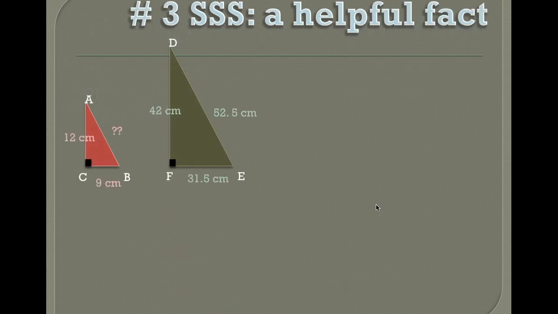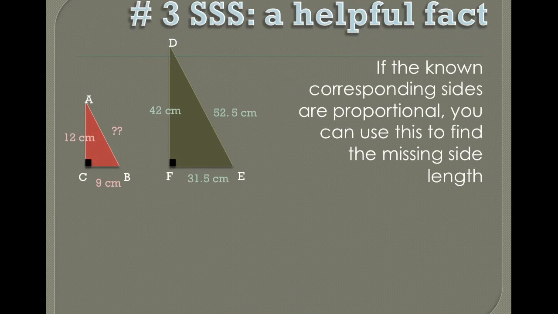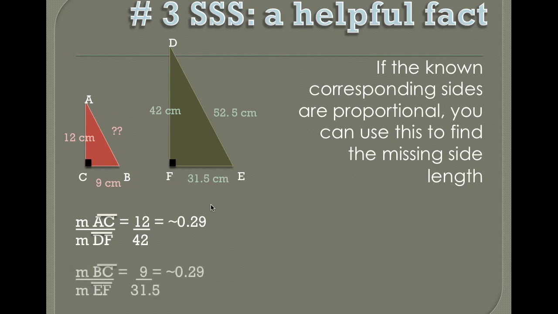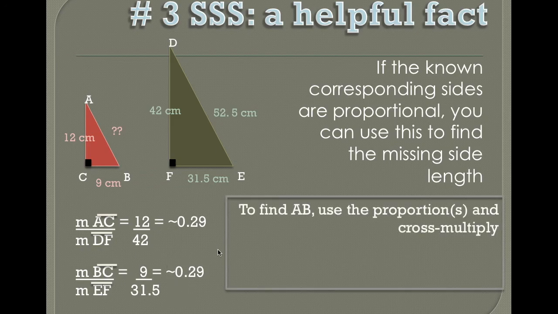So let's try it. Here are the two triangles. If the known corresponding sides are proportional, the known corresponding sides being AC, DF, CB, and EF, you can use this to find the missing side length. So AC corresponds to DF, which gives us a proportion of approximately 0.29. BC corresponds to EF, and we get, again, a proportion of 0.29.